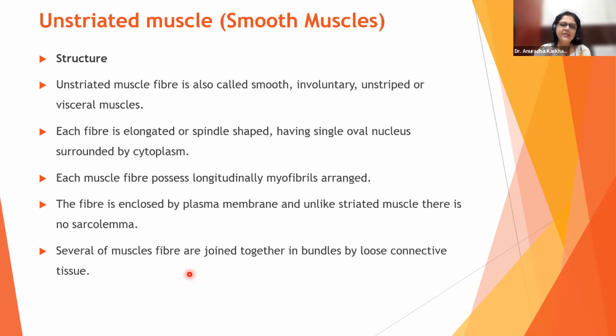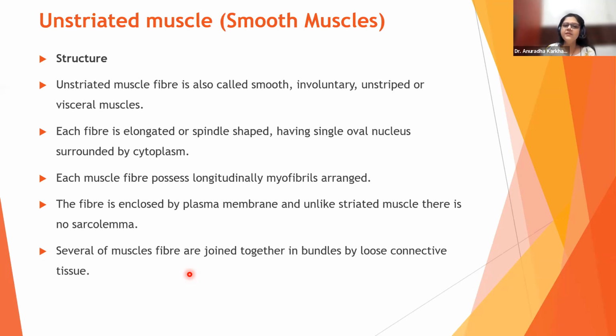Smooth muscle, unstriated muscle. Structure: unstriated muscle fiber is also called smooth, involuntary, unstriated or visceral muscles. Each fiber is elongated or spindle shaped, having a single oval nucleus surrounded by the cytoplasm. These things we had not done in that chapter because that was locomotion, which was purely associated with skeletal muscle. So we hadn't seen in detail about the smooth muscle and cardiac muscle, and I had told you in the chapter of animal tissues, we will be going ahead with these muscles.